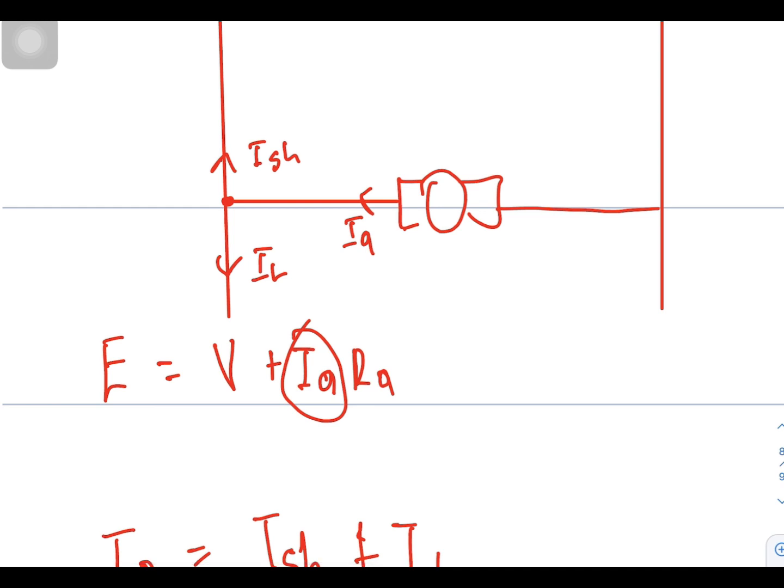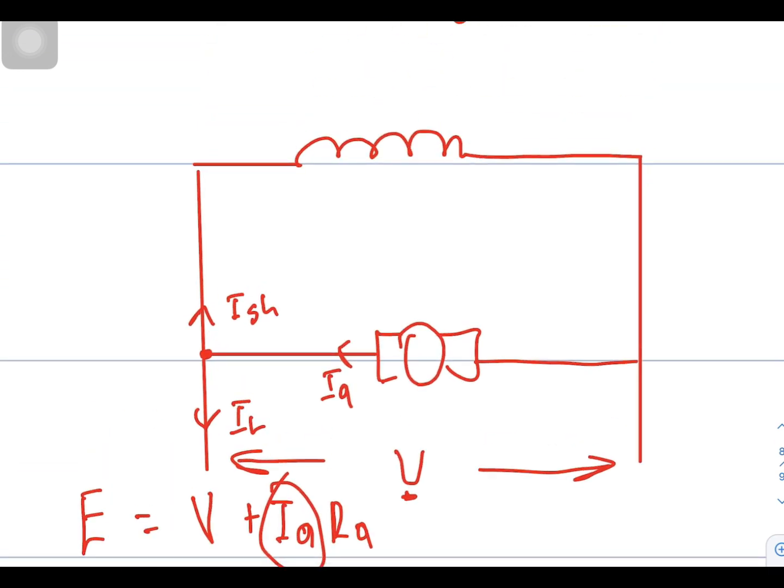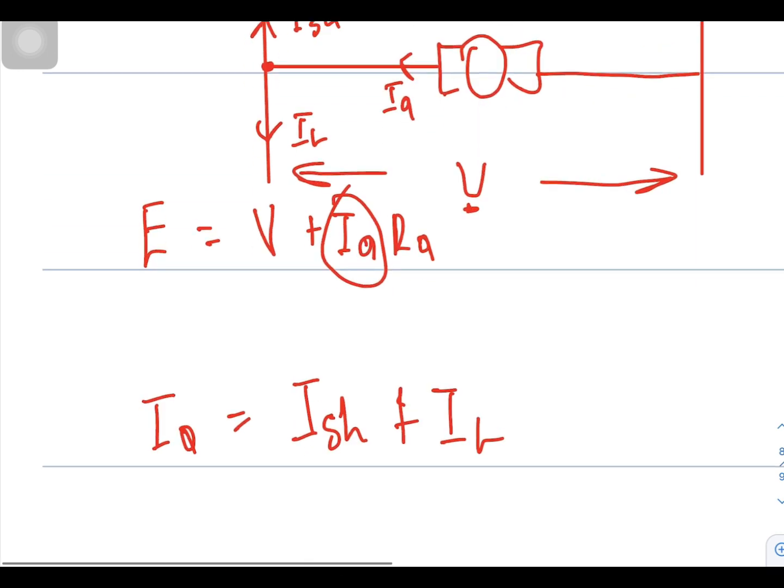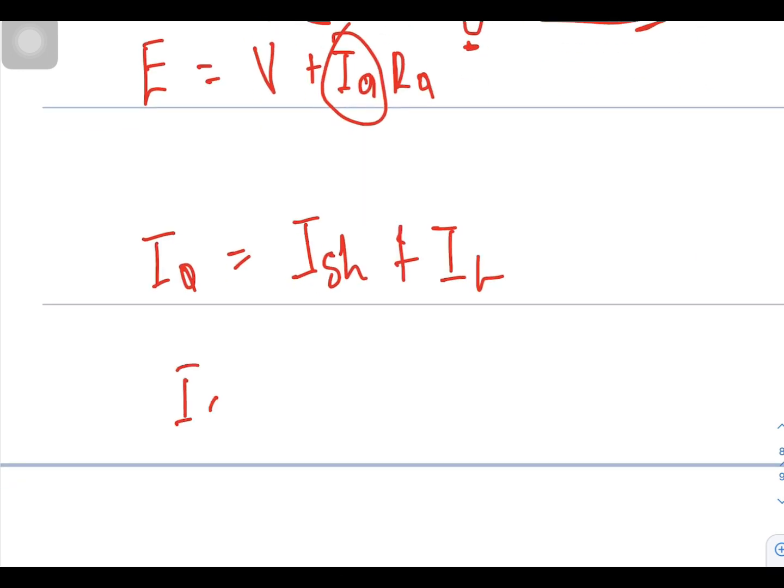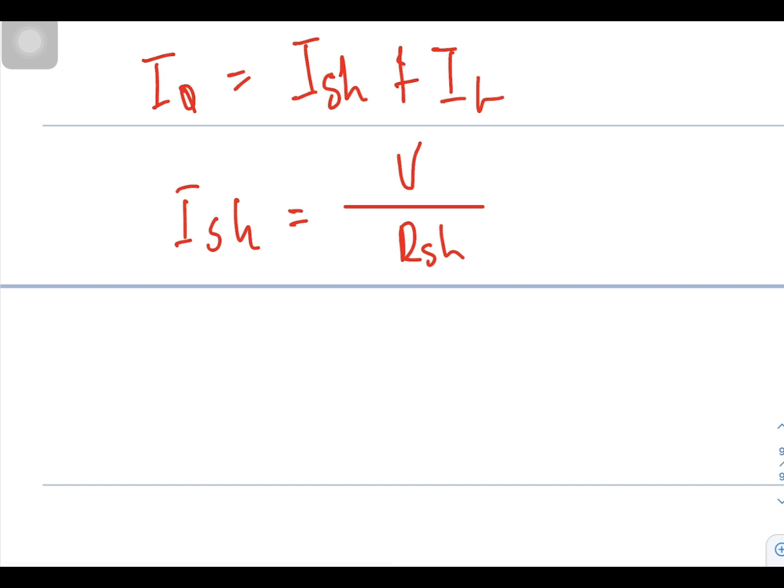And there is another formula from Ohm's law that we can use to calculate the I shunt current. Remember, in a parallel circuit the voltage is the same, meaning the terminal voltage is the same as the voltage across the shunt. So we can use Ohm's law and say I shunt, if we are not given, we can calculate it as V over R shunt. That is Ohm's law.